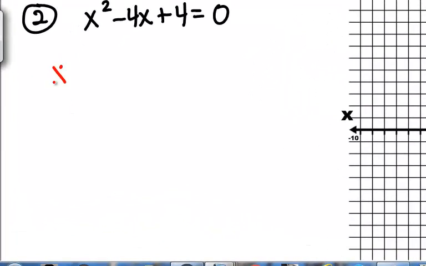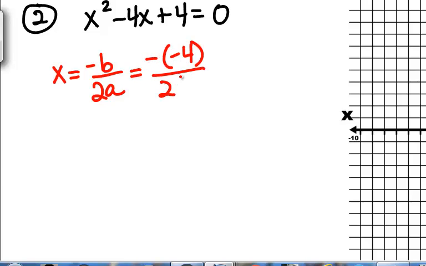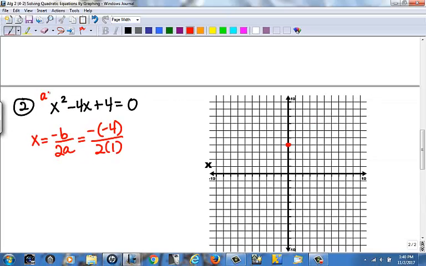The x equals the opposite of b over 2a. You always want to find that axis of symmetry. So it's the opposite of negative 4 over 2 times 1. Remember, it's in the form ax squared plus bx plus c equals 0. So we end up with just 2x equals 2. So plot that axis of symmetry.